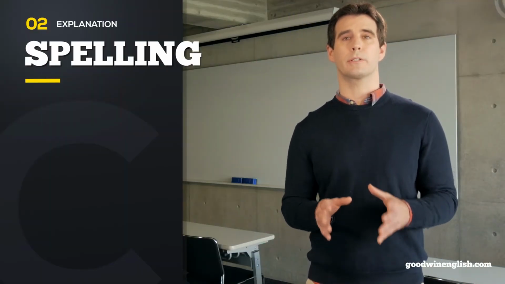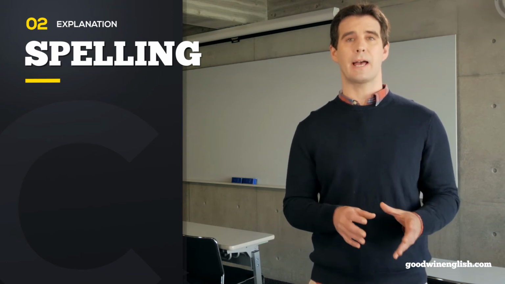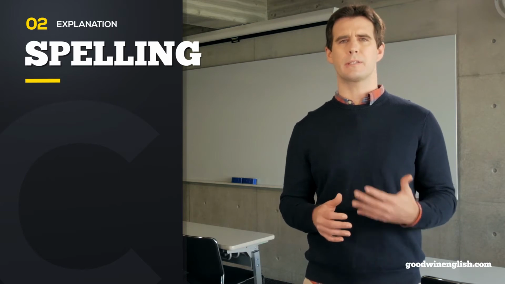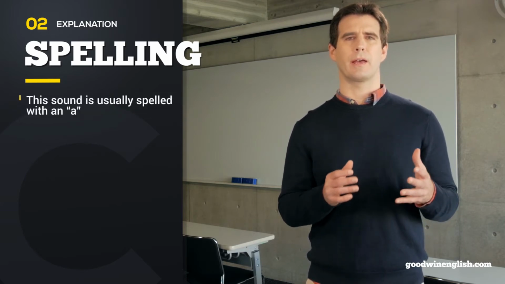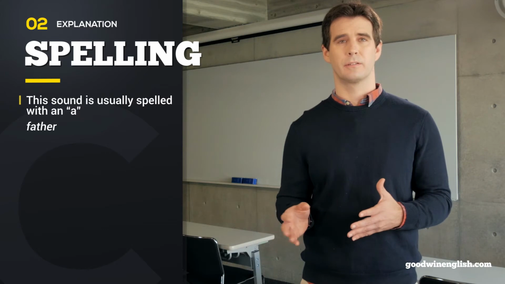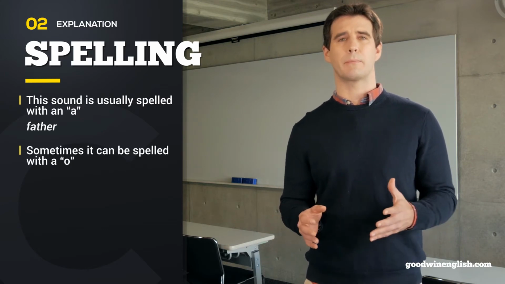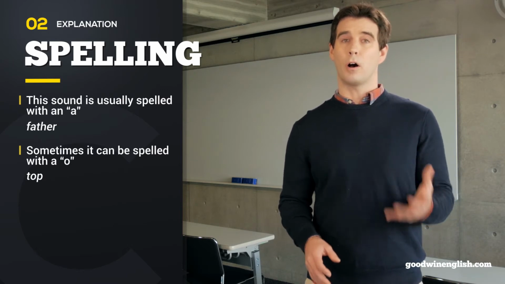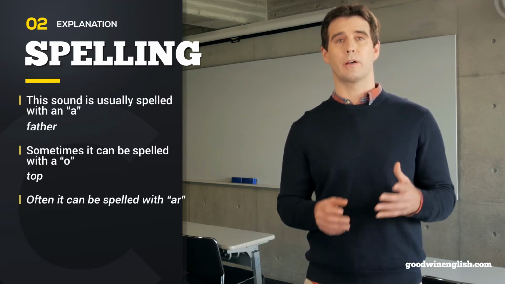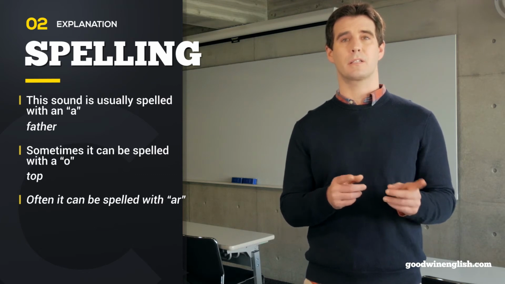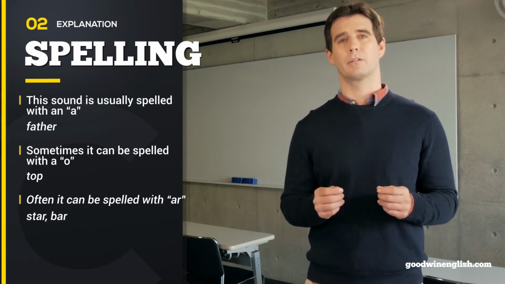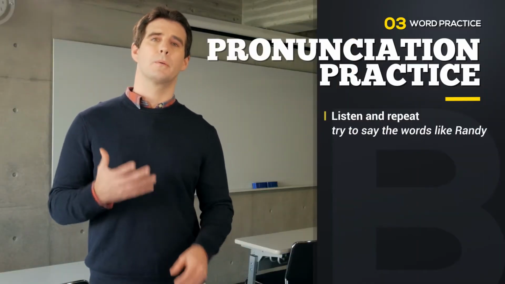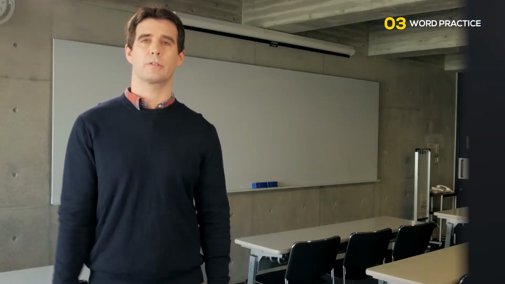Next, we're going to talk about how this sound is often spelled. Usually, this sound will be spelled with an A, like in father, but sometimes it can be spelled with an O, like in top. Often, you will see this spelled with AR, like star or bar. Let's practice. Please repeat these words.